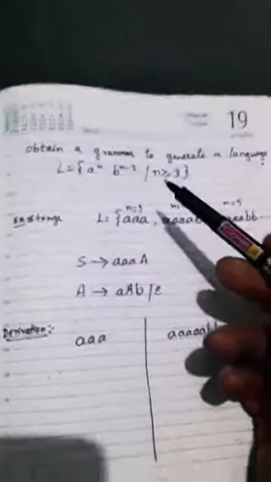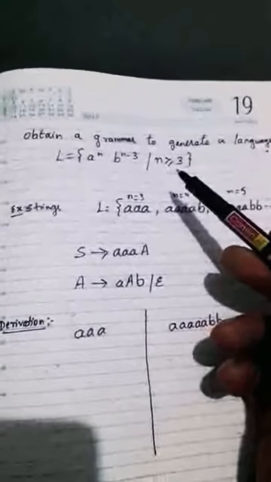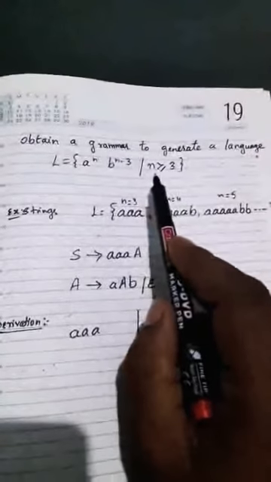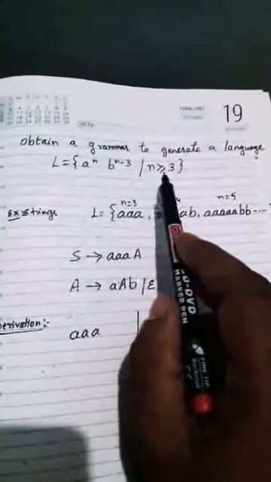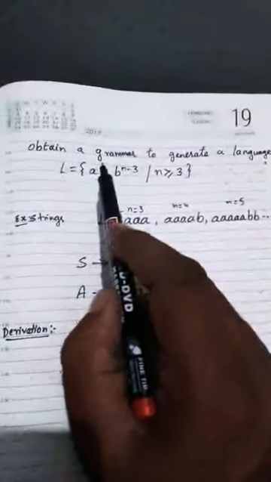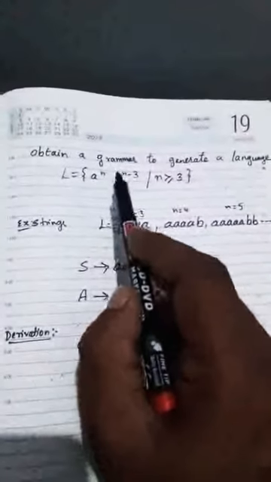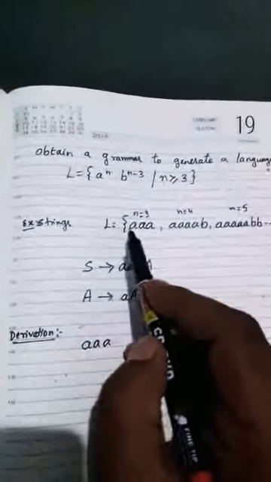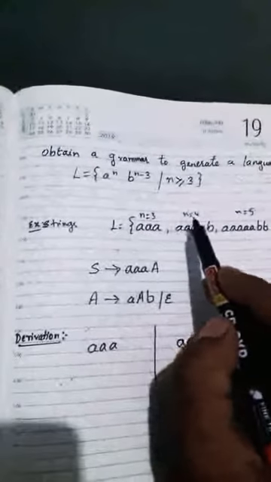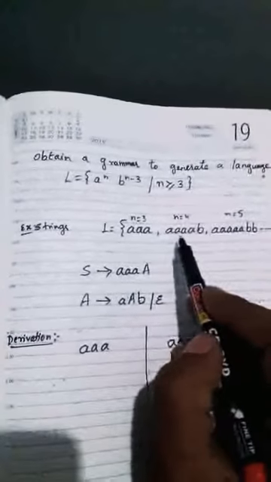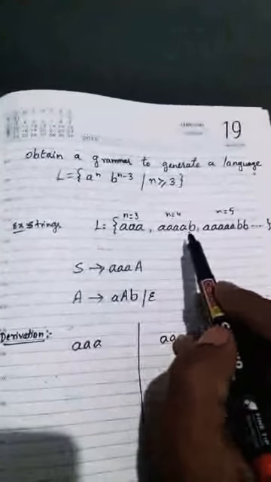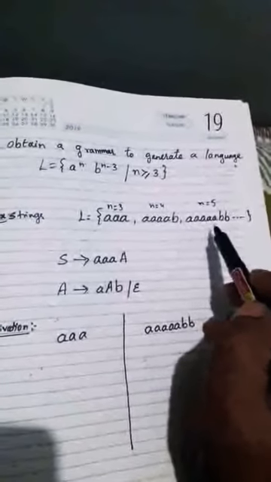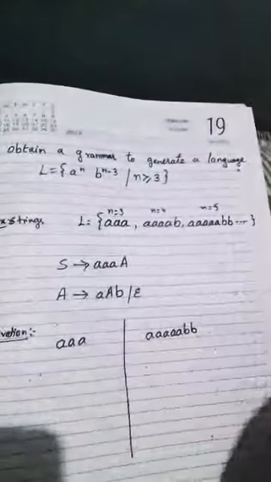Now it is clearly saying that the minimum value of n is 3. Let us consider the value of n equal to 3 only, then you will get a power 3, b power 0, that is, the b part will be empty. So you will get only 3 a's. If the value of n is 4, you will get 4 a's followed by a b. If the value of n is equal to 5, 5 a's followed by 2 b's, and so on.